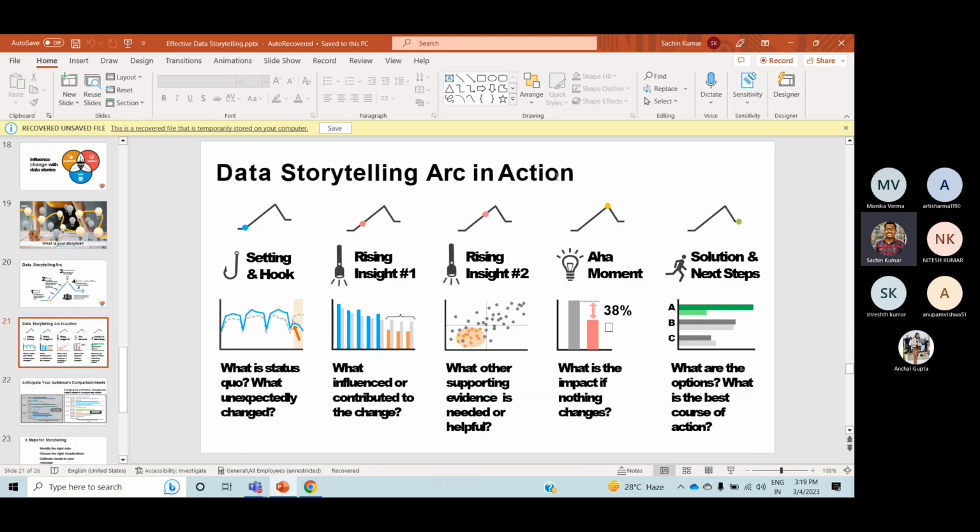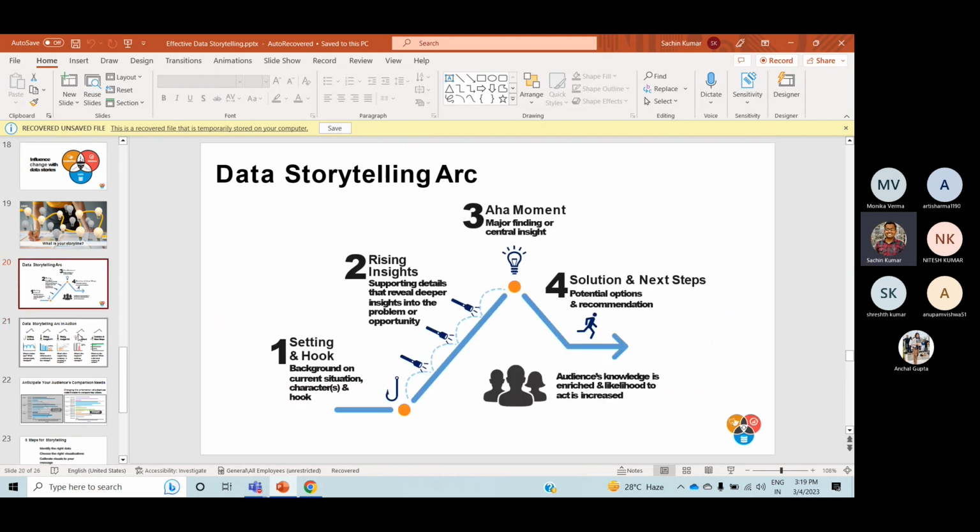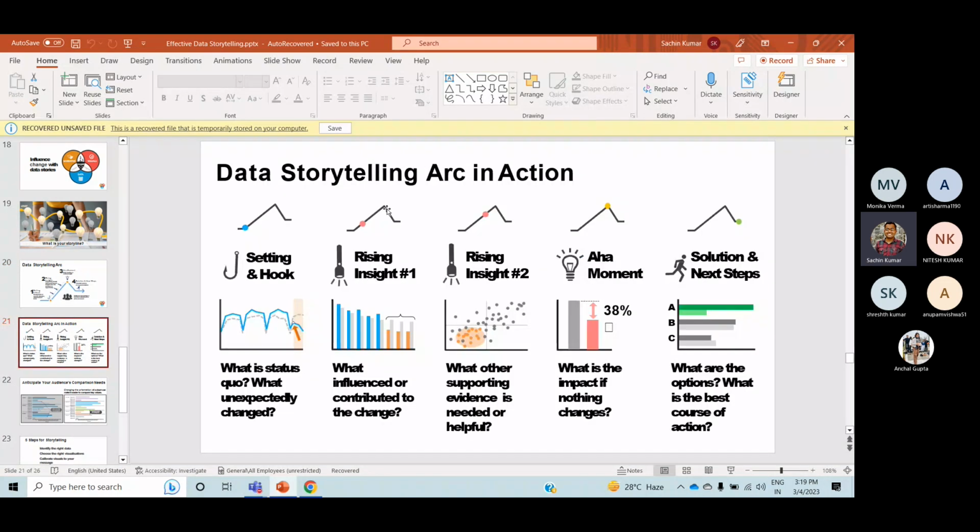Data storytelling arc in action. Basically, we have discussed the topic in this slide, but I will also discuss more. Setting and hook: what is the status quo, and what influenced or contributed to this change. Rising insights: what other supporting evidence is needed. Next is the aha moment: what is the impact, that's the moment of aha. And next is the solution and action: what are the options given and what is the basis of the action.